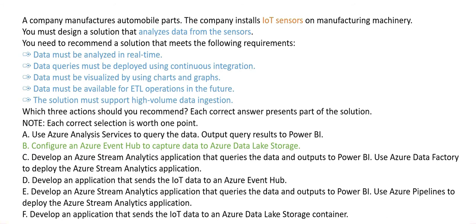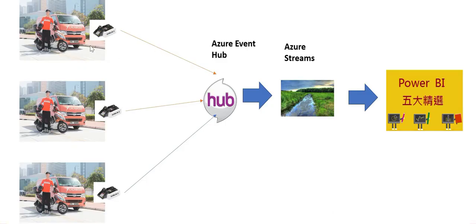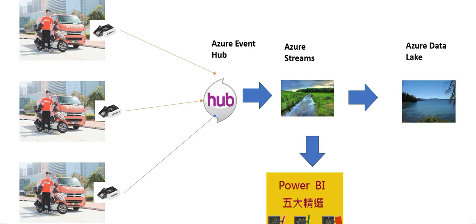So the answer for this, I'll show you a diagram. So this is what should happen. You are having IoT sensors on the automobiles, and you have to develop some application to send this IoT data to Event Hub, and this Event Hub then sends that to, you can plug in, real-time Azure Streams, on real-time basis. We will also look at the options. But at a high level, what will happen is Azure Streams will then put the data to Azure Data Lake, and Power BI can create real-time queries on Streams data.